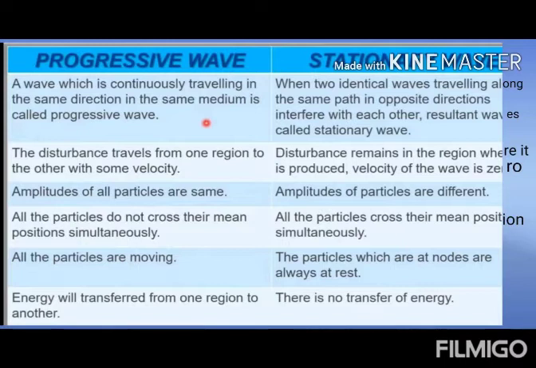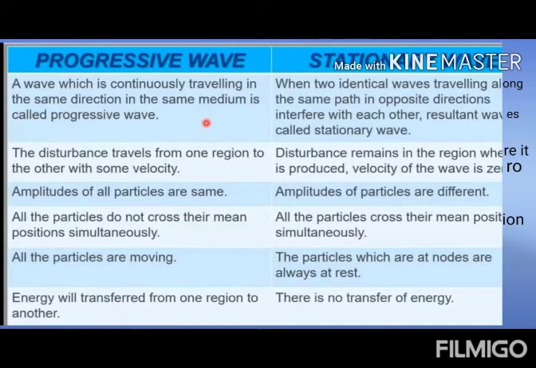The third point, amplitudes of all the particles are the same in a progressive wave, while amplitudes of the particles are different in a stationary wave. Now the fourth point is, all the particles do not cross their mean positions simultaneously in a progressive wave. But in a stationary wave, all the particles cross their mean position simultaneously. Fifth point, all the particles are moving in a progressive wave.